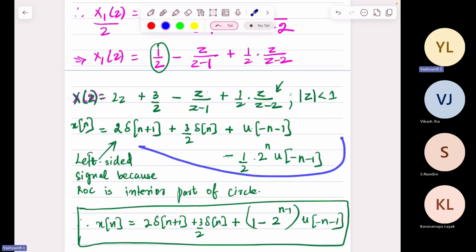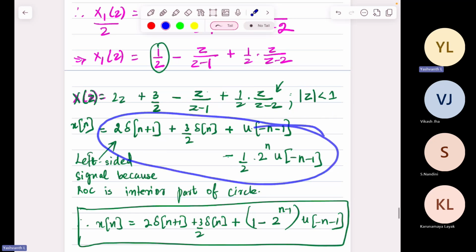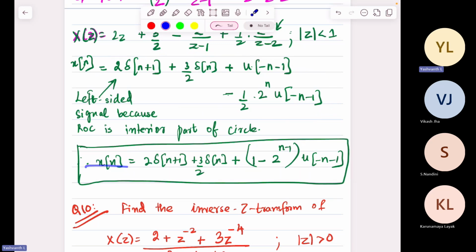Okay, so all of these are left sided. That's because the given ROC is interior part of a circle. Therefore, just collect all the terms together, and you will get this big expression for x of n here. Is it clear? Are there any doubts?